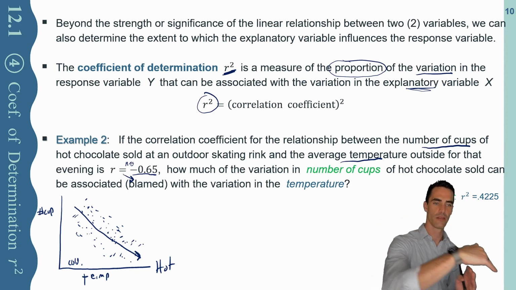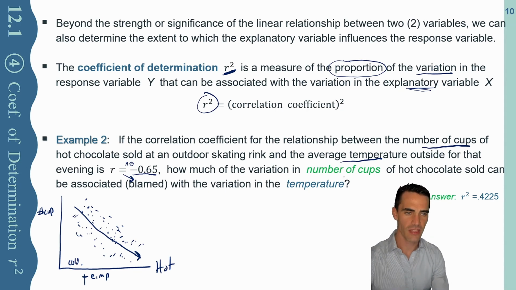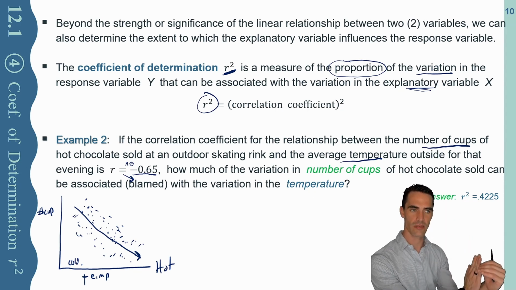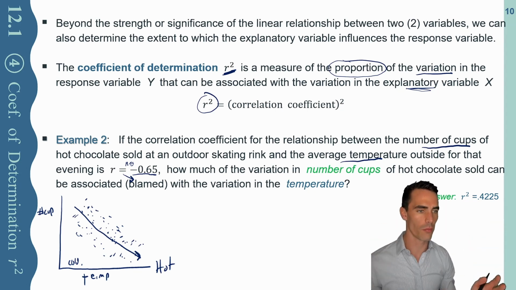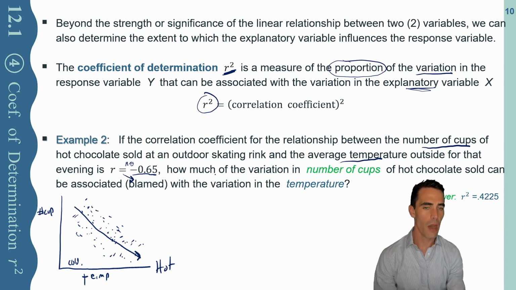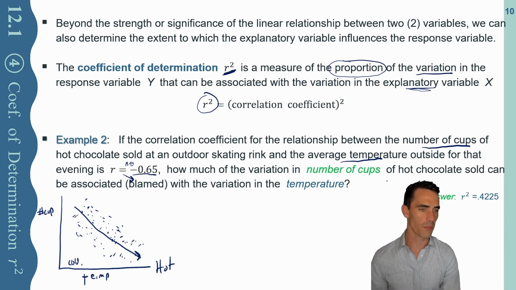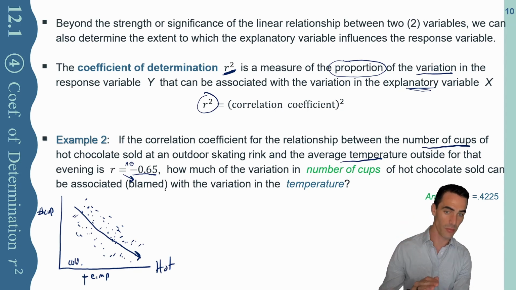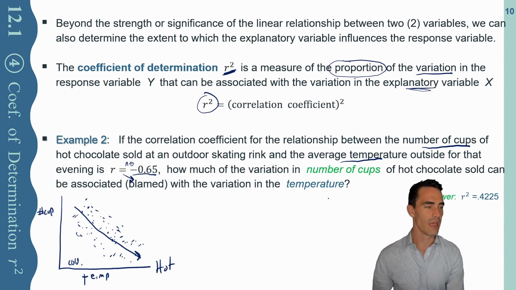On the X, decreases. Which should make sense that the colder it gets, or the temperature, or we can think about the warmer it gets, the less coffee we're going to sell. Those coffee sales are going to go down the warmer it gets. Because again, if it's really hot and warm, nobody's going to want to buy some hot chocolate. How much of the variation in number of cups of hot chocolate sold can be associated, or you can think about that as blamed, with the variation in temperature?